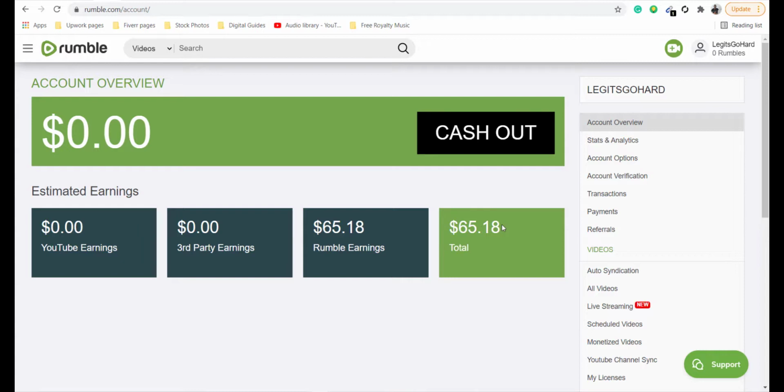So I took some different things into consideration, and this is what I was able to achieve on this Rumble account, and I'll be showing you how I achieved this in less than 7 days.